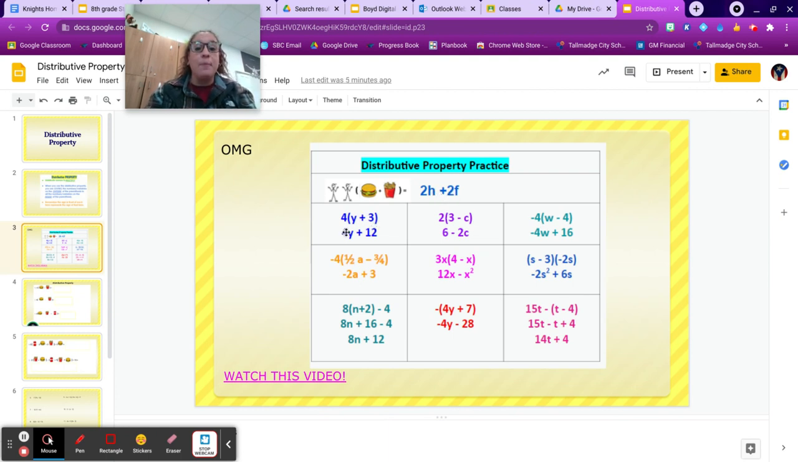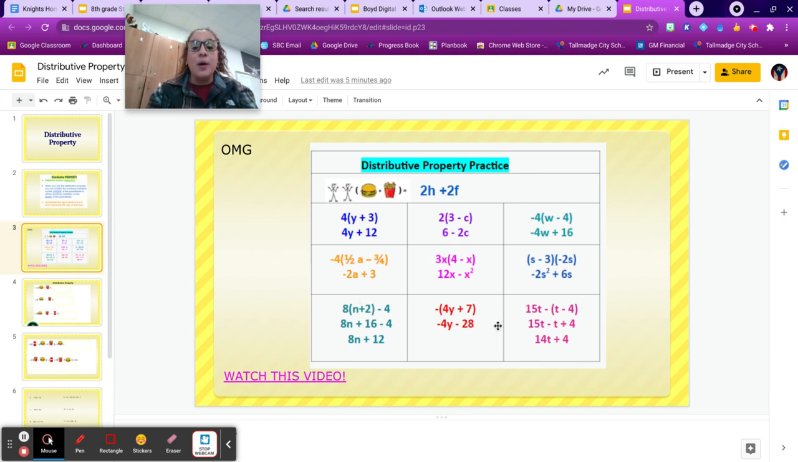If we look at the next example, there is a 4 on the outside of our parentheses. I'm going to take that 4 and I'm going to multiply it by everything inside the parentheses. So I would get 4 times y is just 4y. 4 times 3 is 12. So I get 4y plus 12. The next one, I'm going to distribute the 2. 2 times 3 is 6. And this is 2 times a -1c. 2 times -1 is -2c. Here I have -4 times w is -4w. -4 times -4 is +16. So we can simplify that to -4w plus 16.